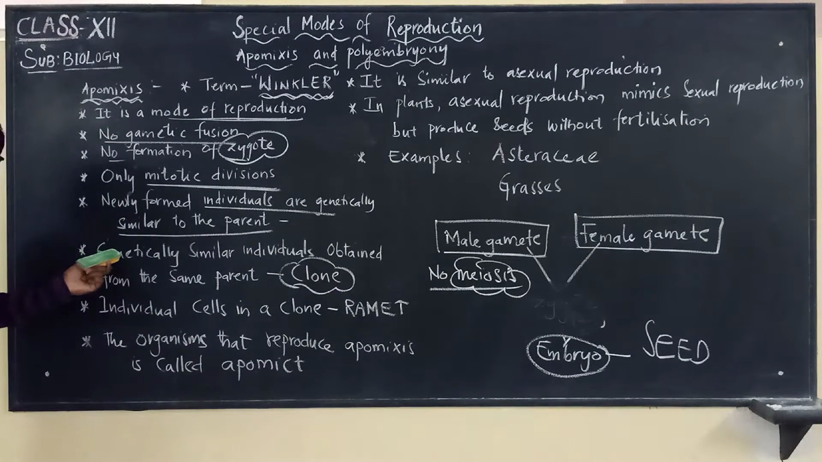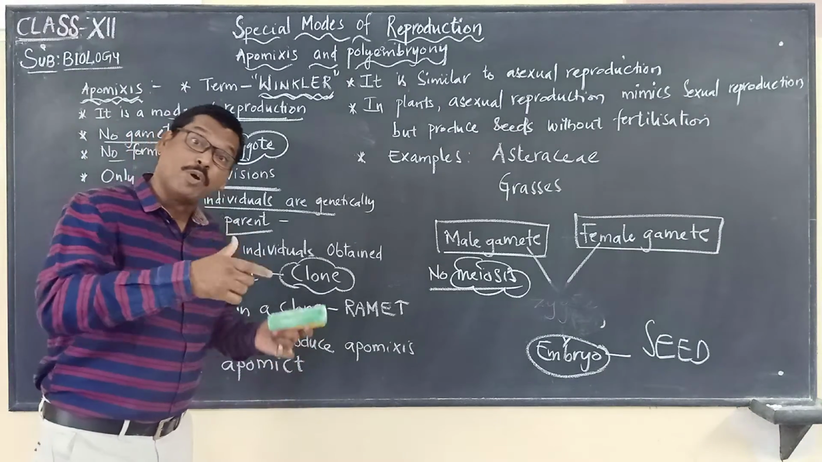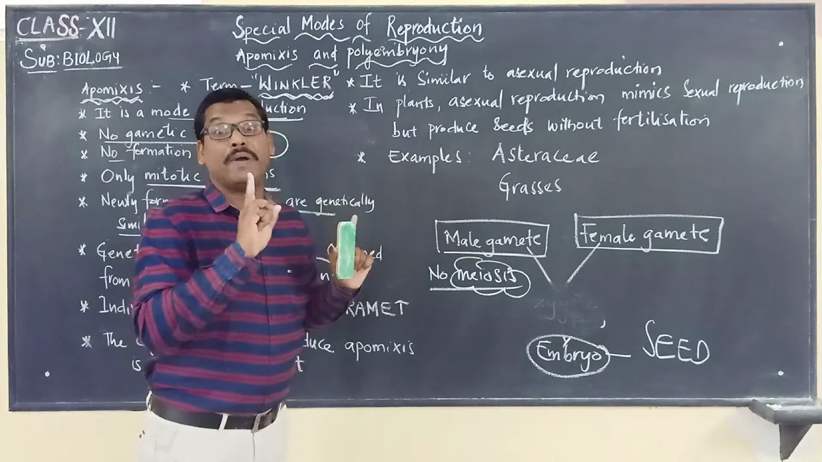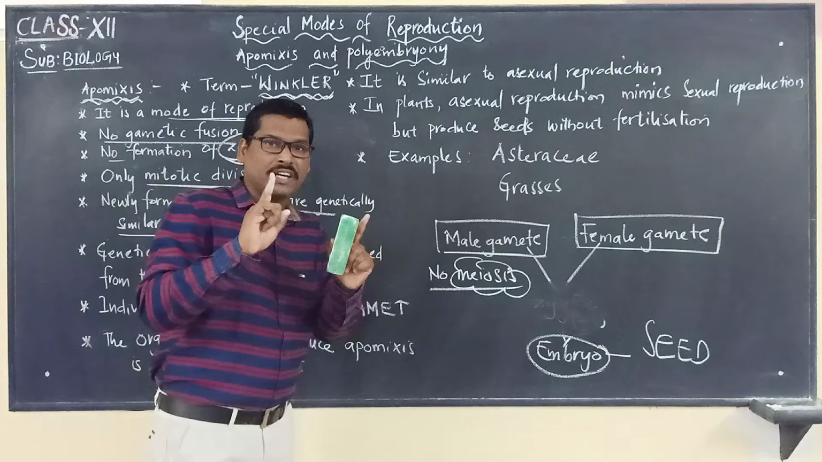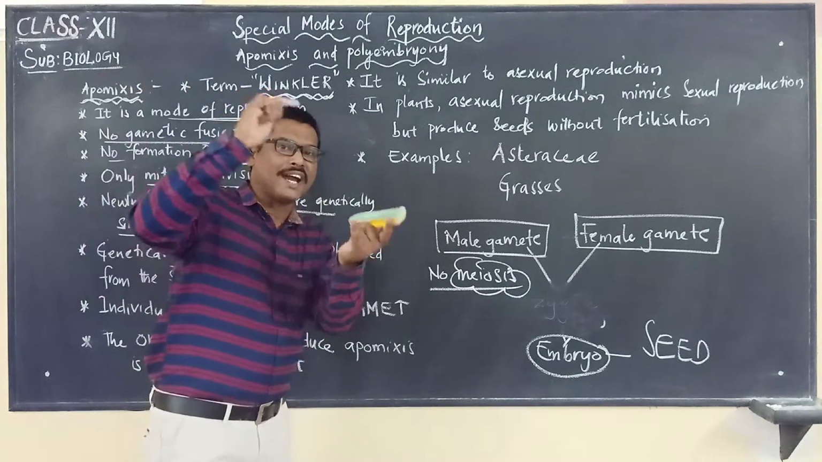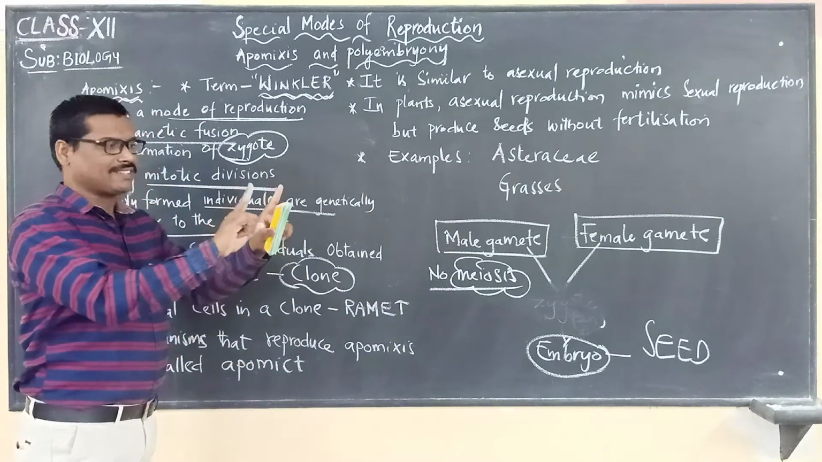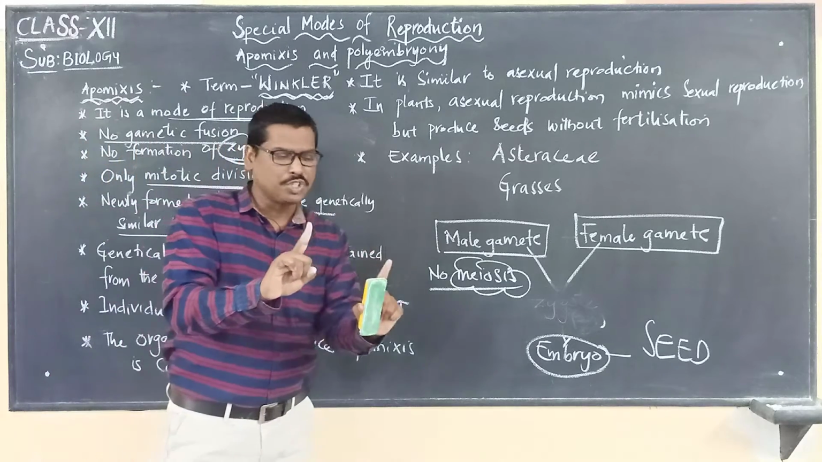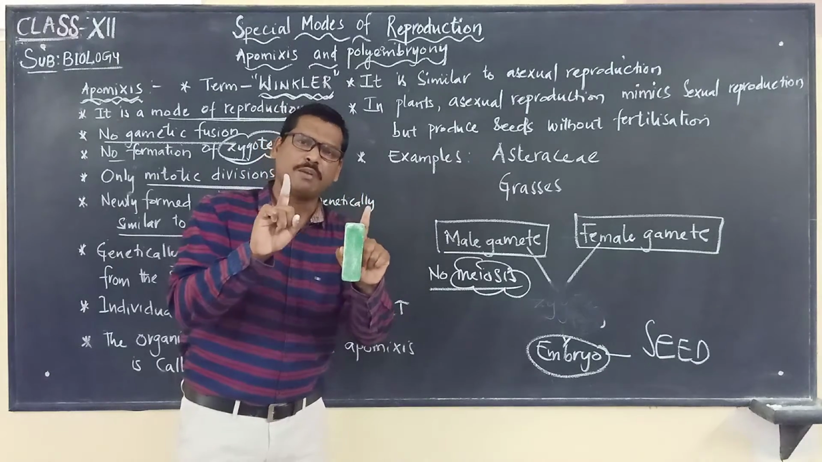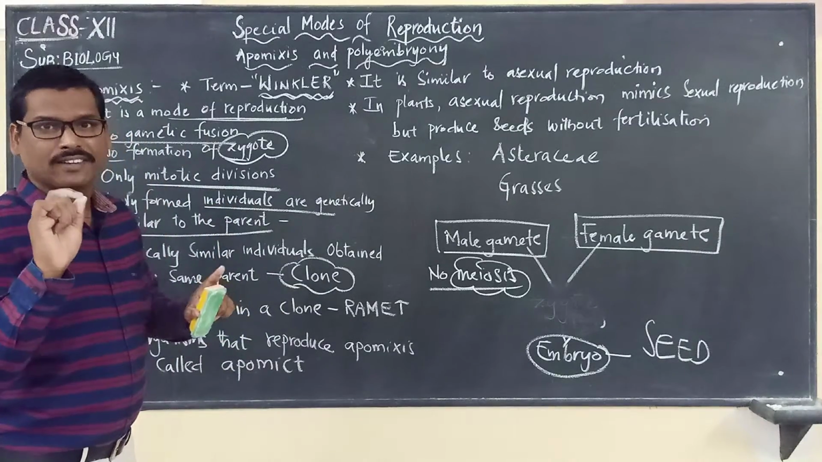So genetically similar individuals obtained from the same parent means what? A single parent producing the young ones, and that young one will be exactly resembling the parent. So when it is exactly resembling the parent, it means that all the characteristics present in the parent are now transferred to the new individual, which is exactly the same. And once this new individual grows up, when you keep the parent and the young one, the offspring, side by side, they will be exactly the same and they do not differ in any characteristic. All the characteristics are the same.